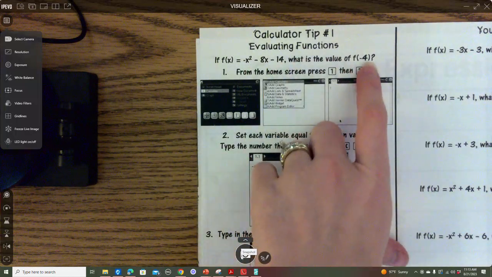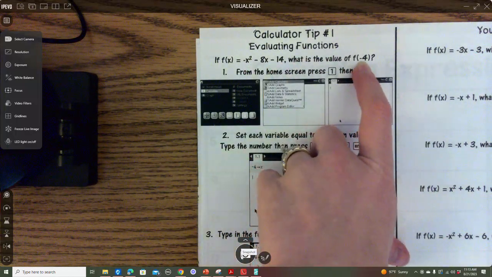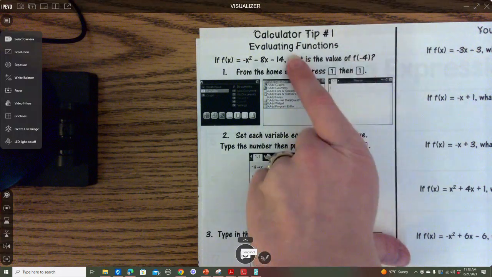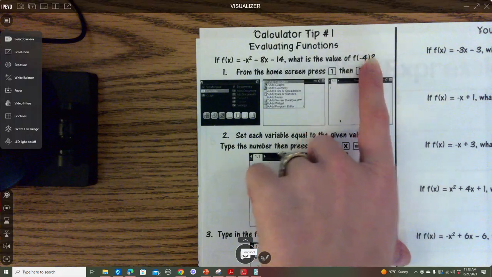So when you see it written like this, f of negative 4, all that means is they want you to swap out every x with a negative 4.